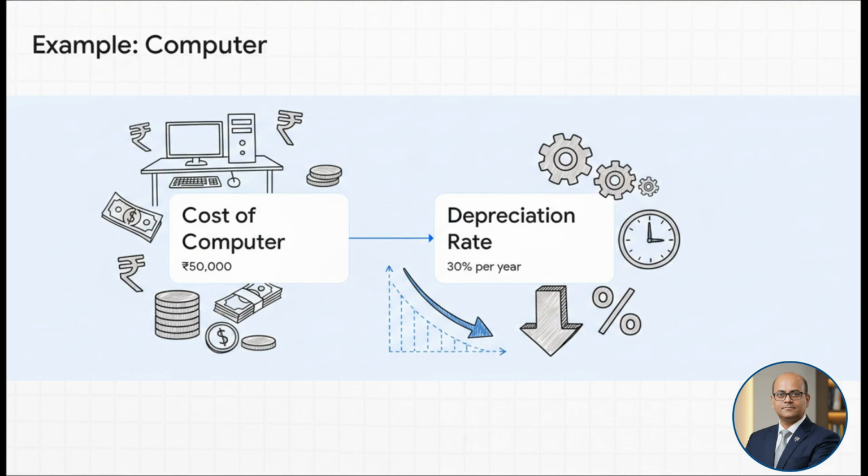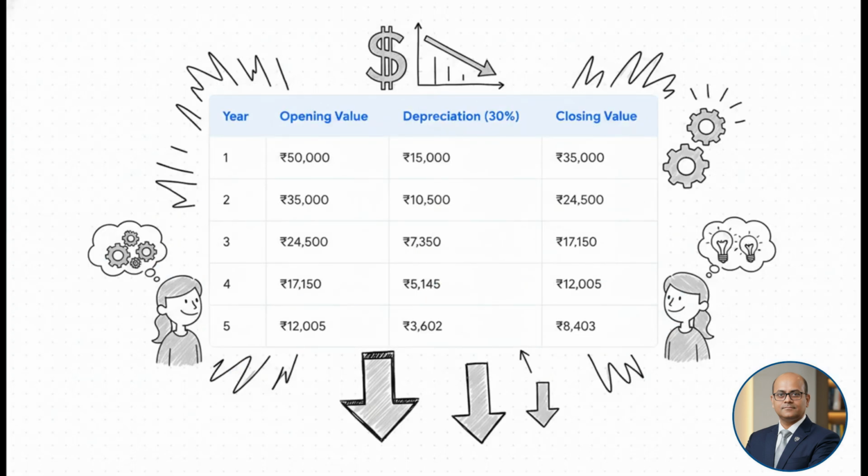We will take the same school computer example. Cost is 50,000 rupees. But this time, there is no useful life or scrap value. Instead, we are given a rate of depreciation. Let us say it is 30% per year. Students, listen carefully.